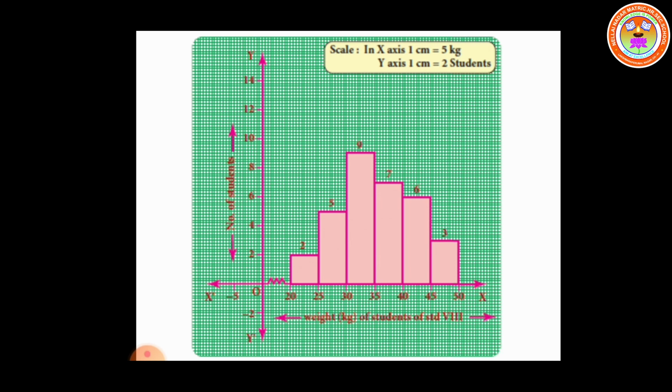Fifth question. How many students are in the weight group of 30 to 40 kg? That means 30 to 35 and 35 to 40. So the frequencies are 9 and 7. So add those, 9 plus 7. So there are 16 students in the 30 to 40 kg weight group.